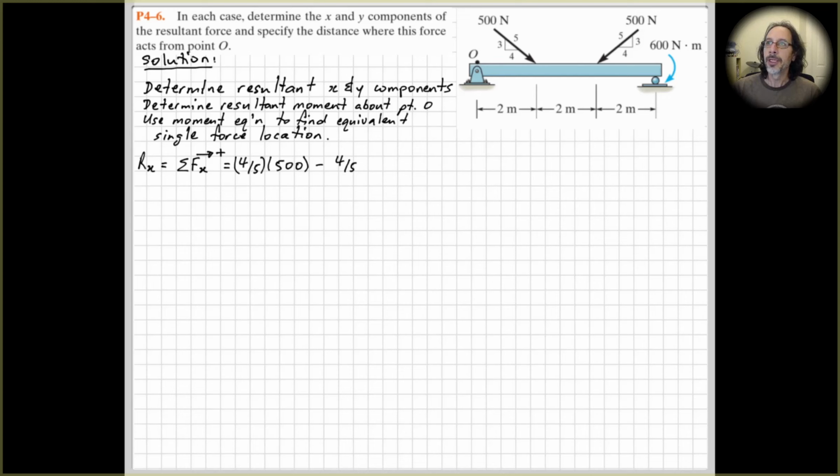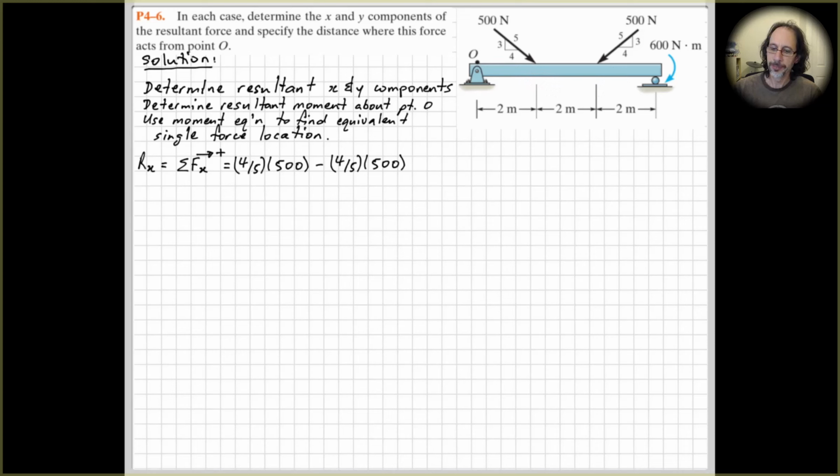So we've got two forces here, 500 newtons, and the directions are given by these 3-4-5 ratio triangles here. So we can make use of that to determine the components. Over here we have 4/5 times 500, just using this 3-4-5 triangle. So we'll have a horizontal force of 400 newtons here, and then also a horizontal force of 400 newtons in the opposite direction.